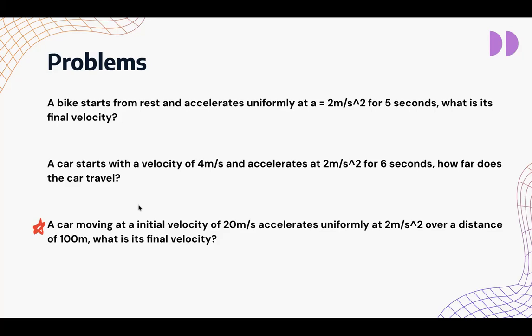Does anyone have an idea though? If we're given VI equals 20, A equals 2, and X equals 100, what equation could we use that has all three of those, and then we're trying to solve for VF. Do you have any idea which one has all four of these variables? Could I get a message in chat?